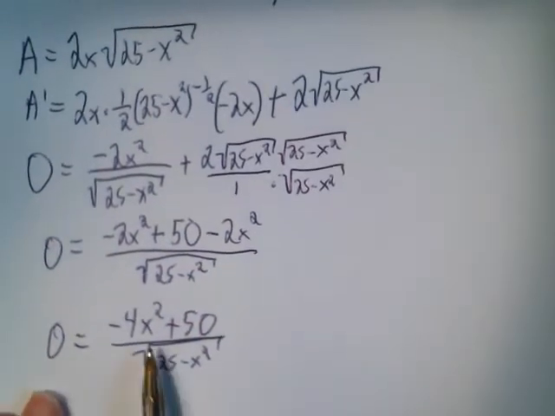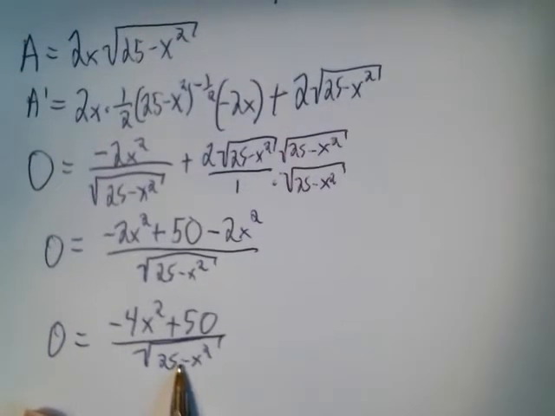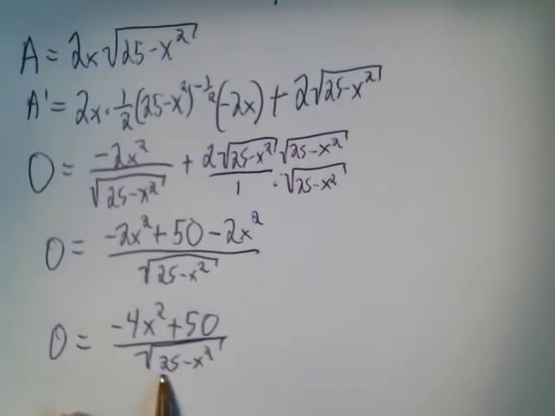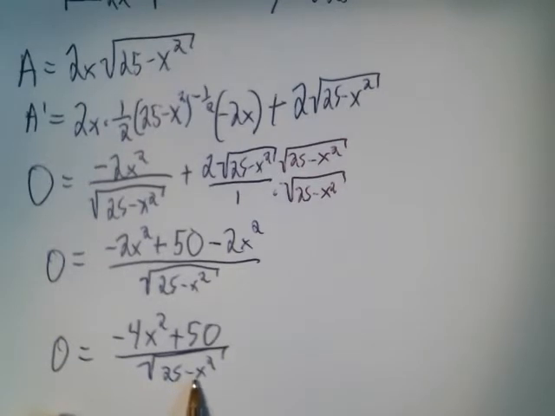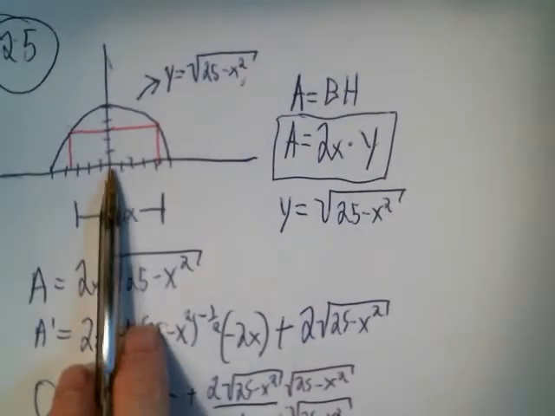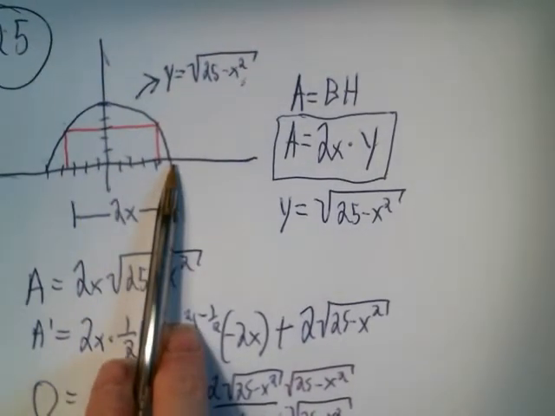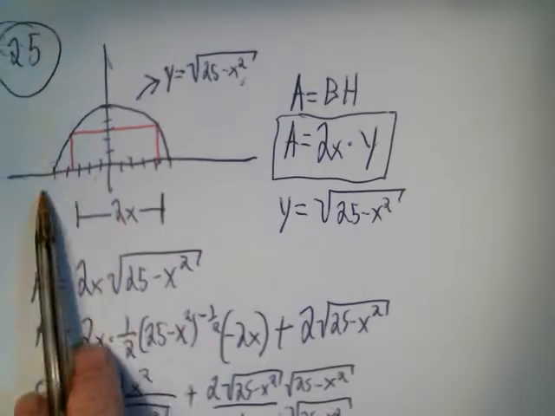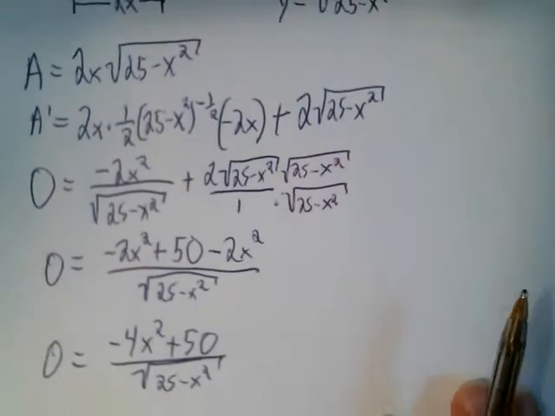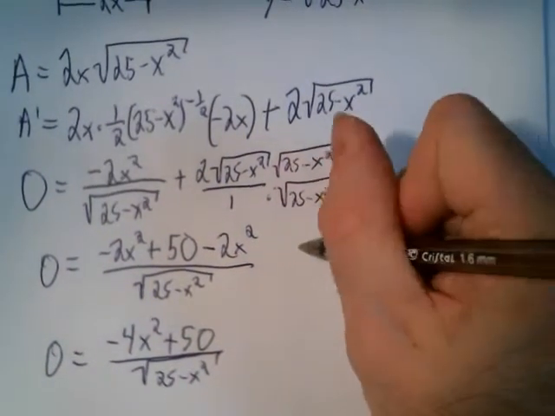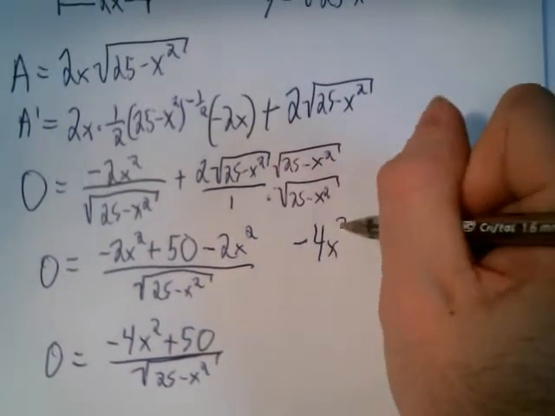The undefined points this time are not going to give you rectangles, so you don't have to worry about those as critical numbers. They are critical numbers, but note they would be plus and minus 5 for your x value. So if it was plus 5, the y value would be 0, so you wouldn't have a rectangle at all, you just have a straight line. Okay, so we can exclude those from our conclusions and just set the numerator equal to 0.